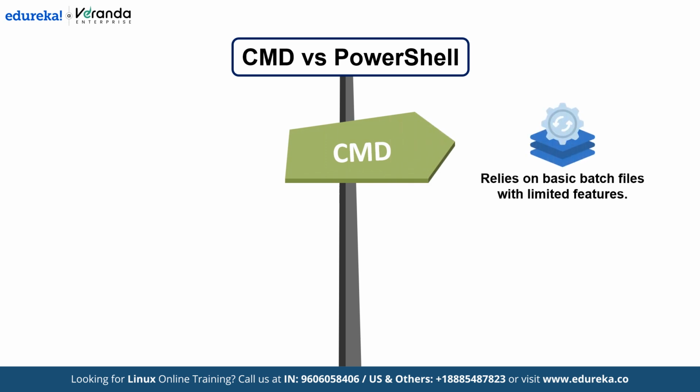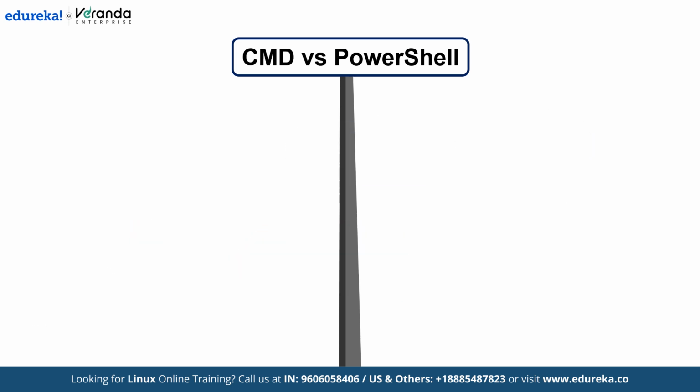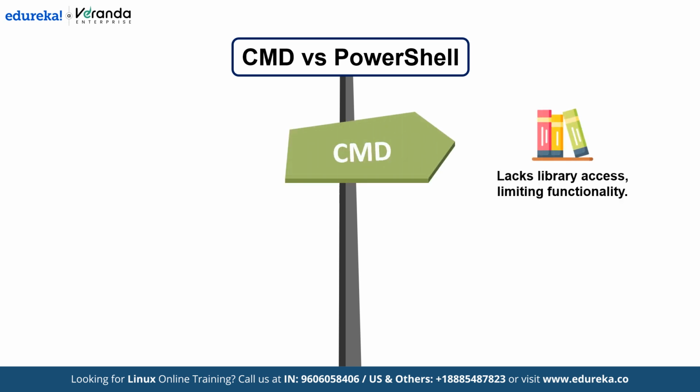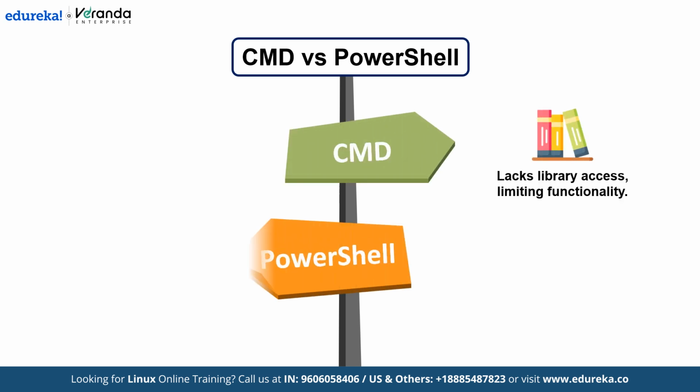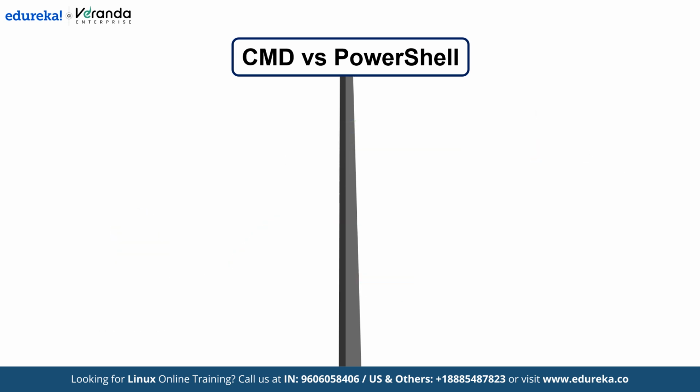Then is the scripting. Command Prompt relies on basic batch files with limited features, whereas PowerShell uses an object-oriented .NET-based scripting language supporting advanced automation. Then is the libraries. Command Prompt lacks library access, restricting functionality as well, whereas PowerShell integrates with .NET libraries for diverse tasks like database interaction and web services.